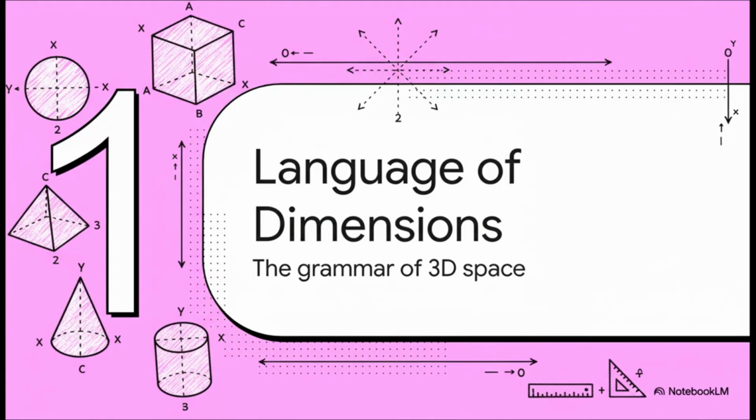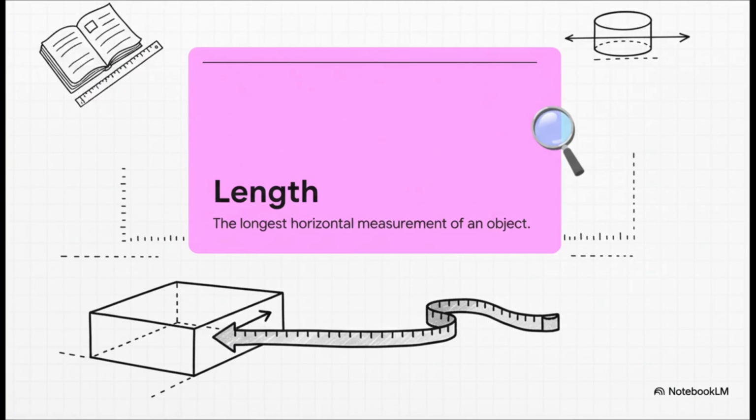Okay, so let's start with the absolute fundamentals, the grammar of our new language. We're talking about dimensions. This is how we give any object its basic scale and proportion in the real world. First up, we've got length. Just think of it as the main, longest measurement when an object is sitting flat. It's kind of our first anchor point for describing something.